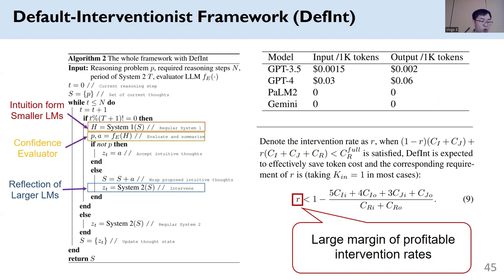By default, we ask the smaller language models to generate intuitions. When we generate several intuitions in parallel, we estimate the confidence by examining the consistency between the outputs of the smaller language models. If it is low, then we call the larger language models for a reflection step to correct the potential errors in the steps generated by the smaller language models.